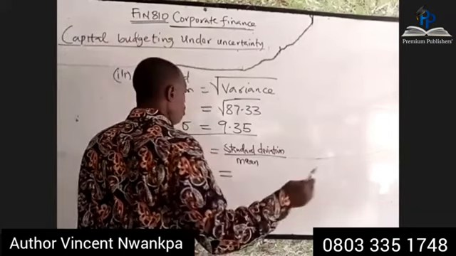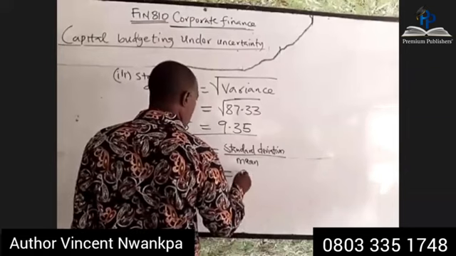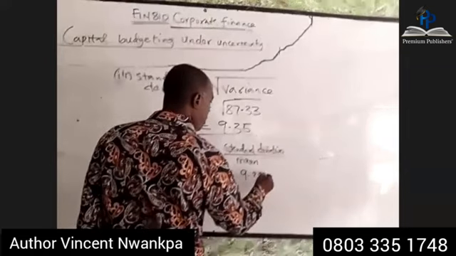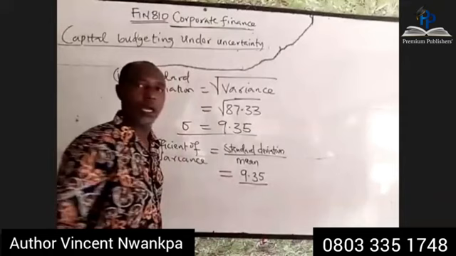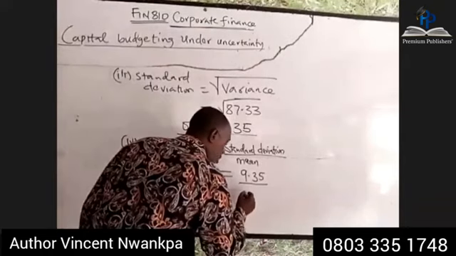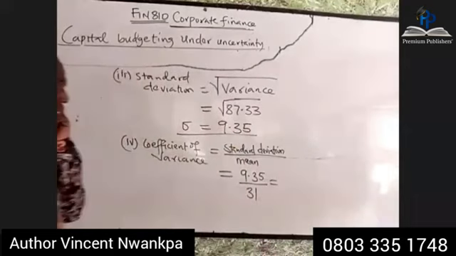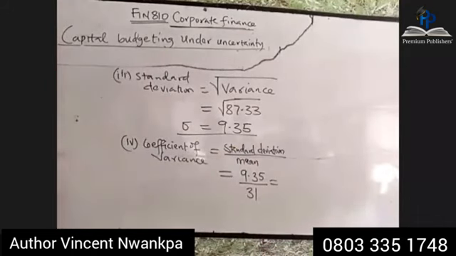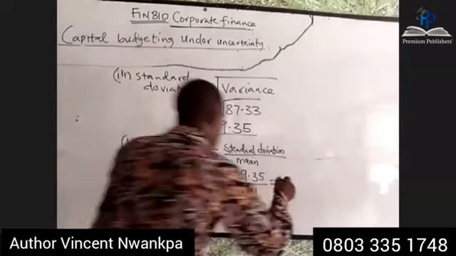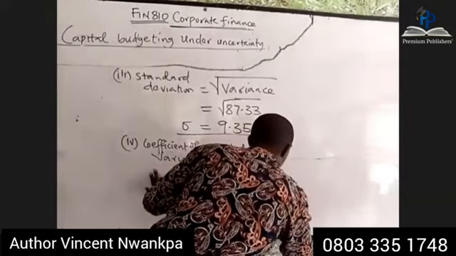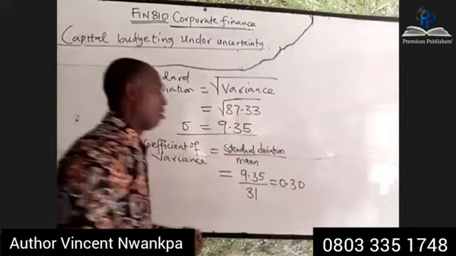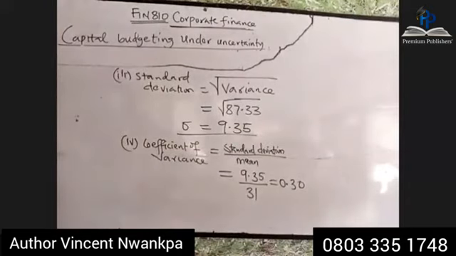So what was our standard deviation? 9.35. Our mean is 31. So what do we have here? I have 0 point something, 0.30. That is 0.3. We'll try to put the percentage down as 30%, whichever way. Any question with that one?